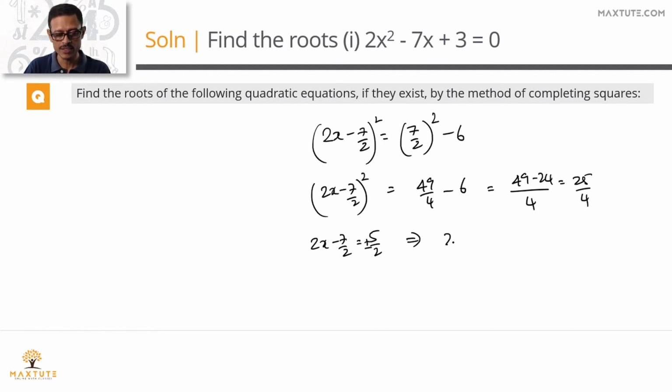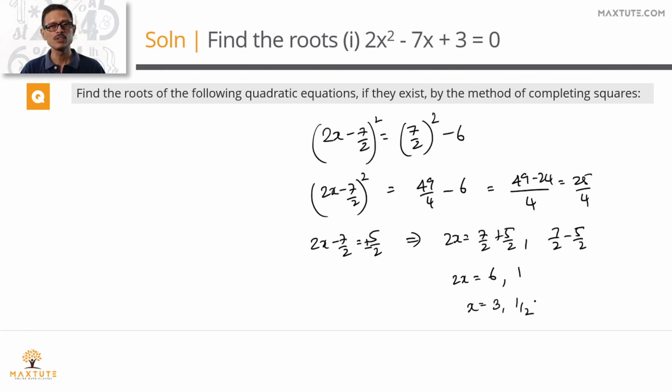So what is the value of 2x? 2x is equal to 7 by 2 plus 5 by 2, or 2x can be equal to 7 by 2 minus 5 by 2. 7 plus 5 is 12 by 2, which is equal to 6. So 2x could either be 6, or 2x is going to be 7 minus 5, which is 2 by 2, which is equal to 1. If 2x equals 6 or 2x equals 1, x will be equal to 6 by 2, which is equal to 3, or 1 by 2. So both these methods will give you the same answer.